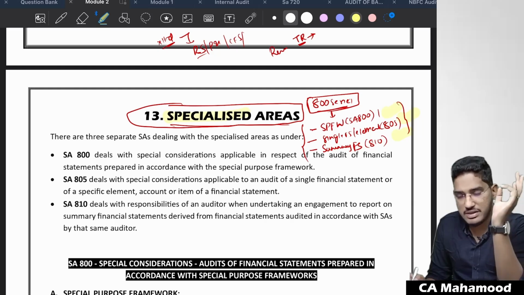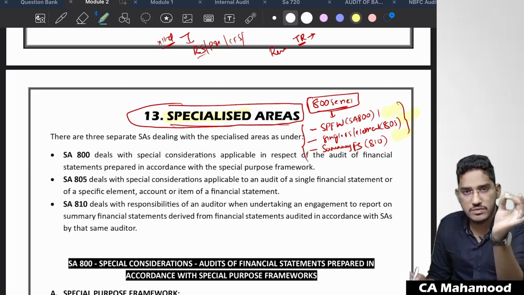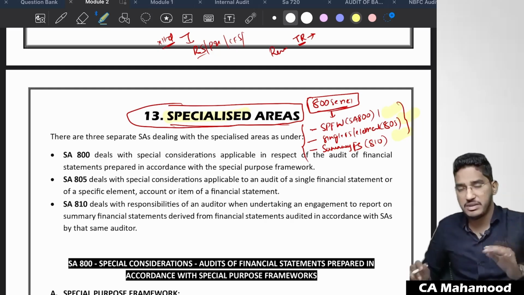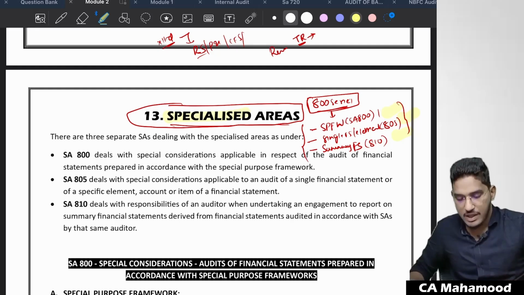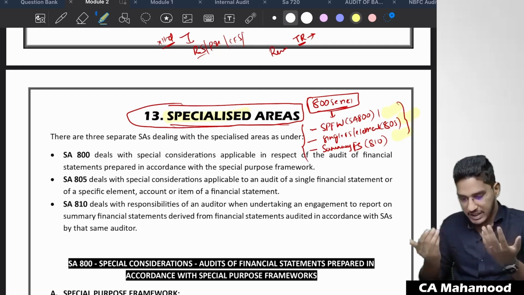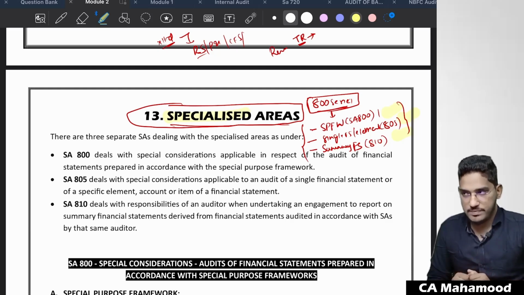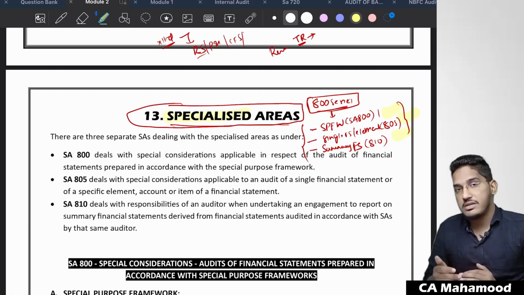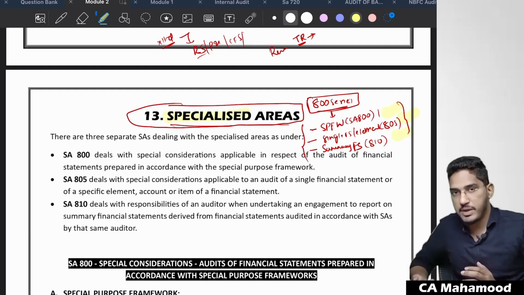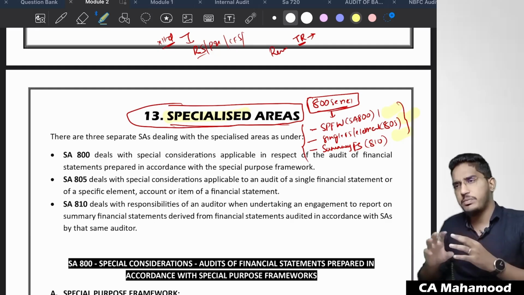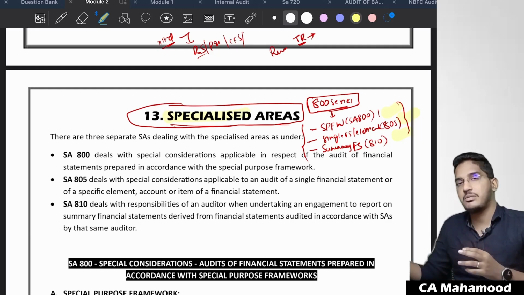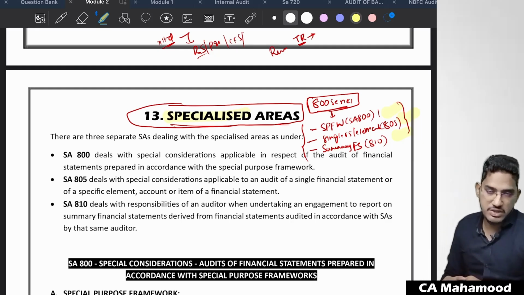See, these kind of assignments will not regularly happen. Special purpose framework, summarized financial statements, audit of single financial statements, this will not regularly happen. That's why we call them specialized areas. In some special circumstances, depending on the need of the hour, the client might require these kind of assignments. This will not happen every time. So whenever the client, under rare circumstances, expects these kind of assignments from you, you should be ready to do it, but you have to pay some special attention to some special matters. That is the guidance which has been provided under this chapter.